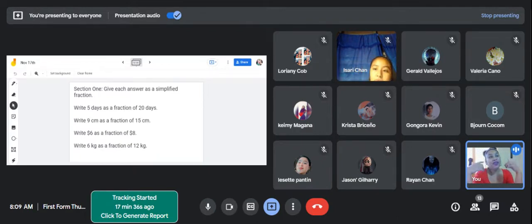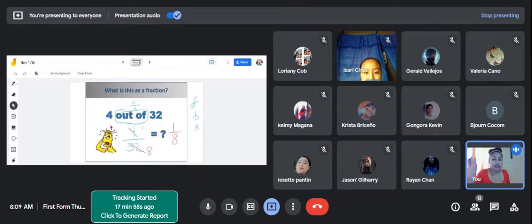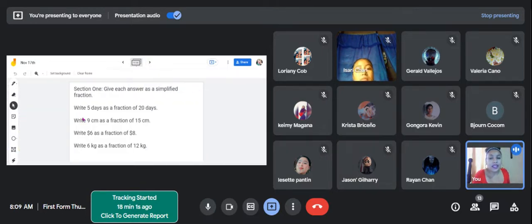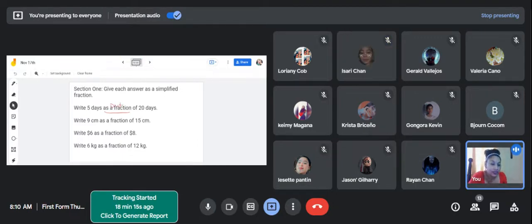Math is like a language. Like when you're doing English, there are so many things that you can say in English in different ways. If you're learning Spanish, the same way. I can say so many things in Spanish while talking about the same thing. In math, it works the same way. I can say the same exact problem in different ways. So when they say write 5 days as a fraction of 20 days, basically they're telling you to write 5 days out of 20 days. That's what they're telling you to do in that case, right?